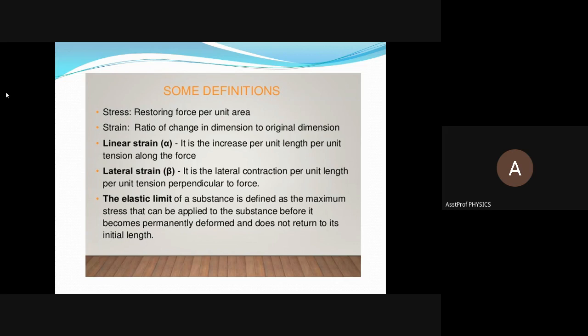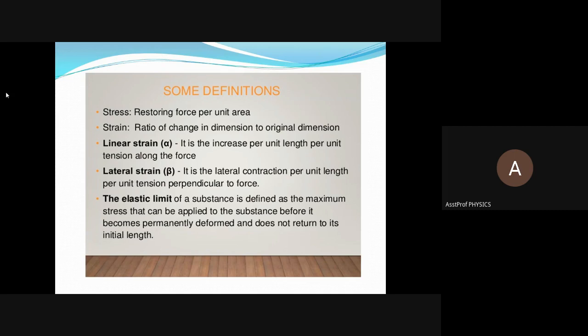Strain mathematically எப்படி எழுதுவ? L dash by L. Okay, L dash by L ன்னு எழுதலாம். That is ratio. ரேஷியோனாலுமே அங்க ஒரு denomination வந்துரும். Ratio of change in dimension to the original dimension. So what is the unit of strain? No unit, because it is both the same dimension.